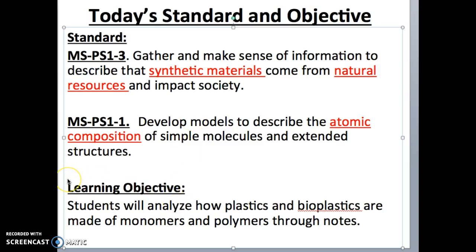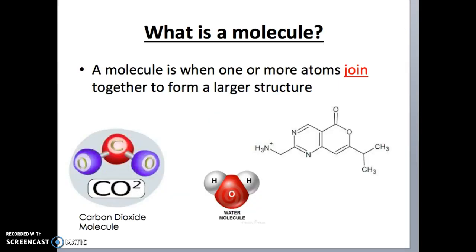Hello, today we are going to be talking about the structure of plastics and bioplastics and how they are made out of molecules called monomers and polymers. So let's first start by defining what a molecule is.